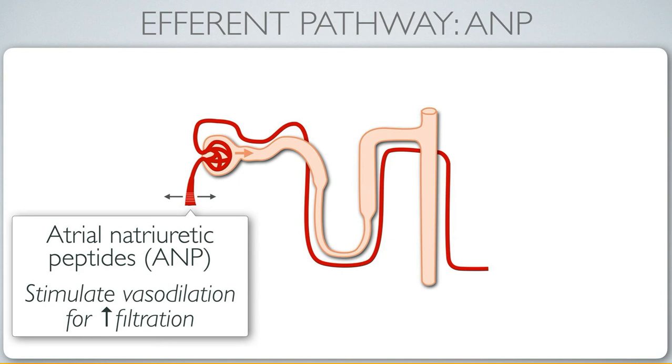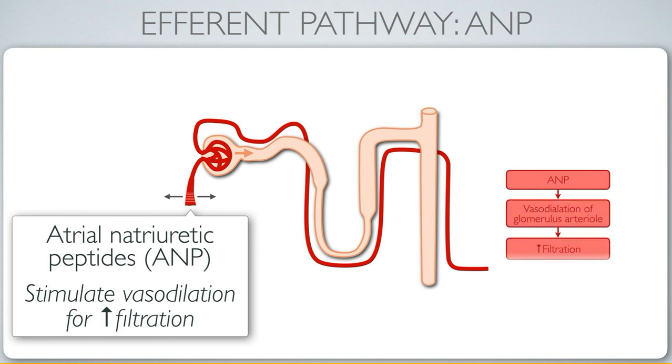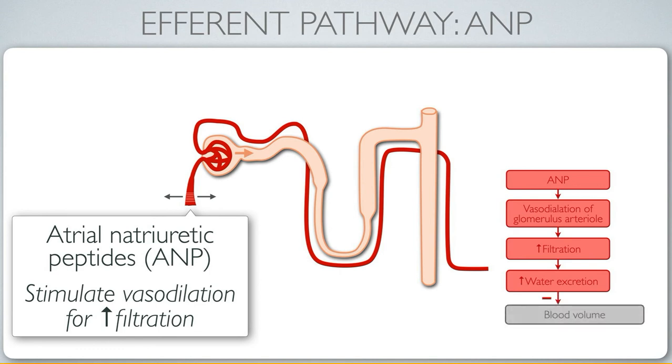Okay, so why is that a good thing? Well, if you have ANP creating more filtration through those arterioles, then more water is going to be excreted in response to that. That is going to have a negative effect on the volume of water that is in the blood, or the blood volume will decrease. And the osmolarity, by the way, will increase as a consequence of that. Okay, so ANP causes a reduction in blood volume.